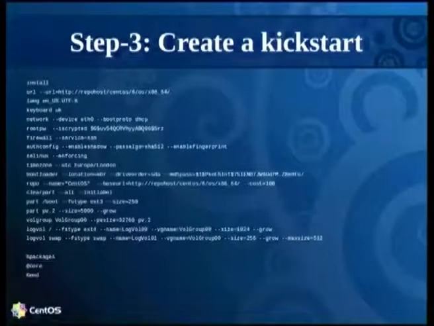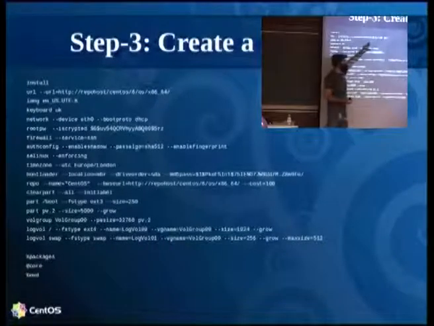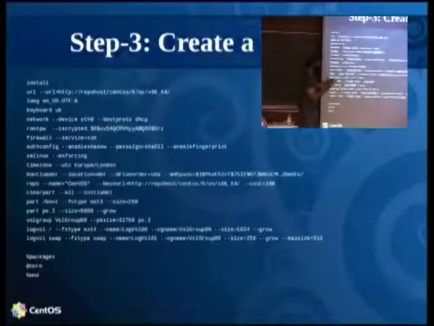You can't use variables, so you can't use base arch, or you can't use release version. It has to be fixed to 6 and the architecture that you want, or 5 and the architecture. Everything else is about what you'd have in a normal kickstart file. You've got root password, which we should probably keep fairly secure. You have a network device.